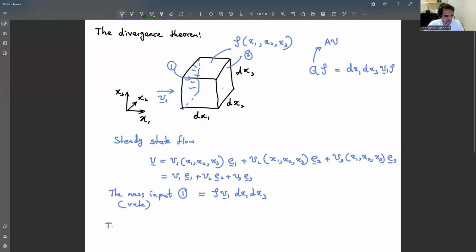Similarly, I will calculate the mass exiting through phase 2. Now I have to calculate the velocity here. What is the velocity here? How can I calculate this velocity? I cannot take the same velocity here because the velocity is changing, right?